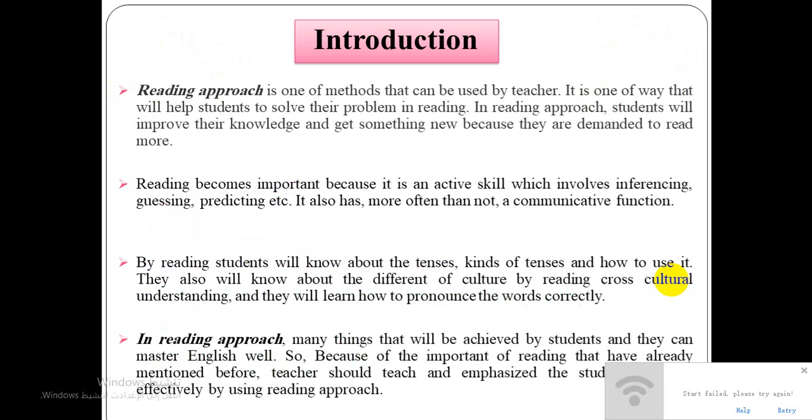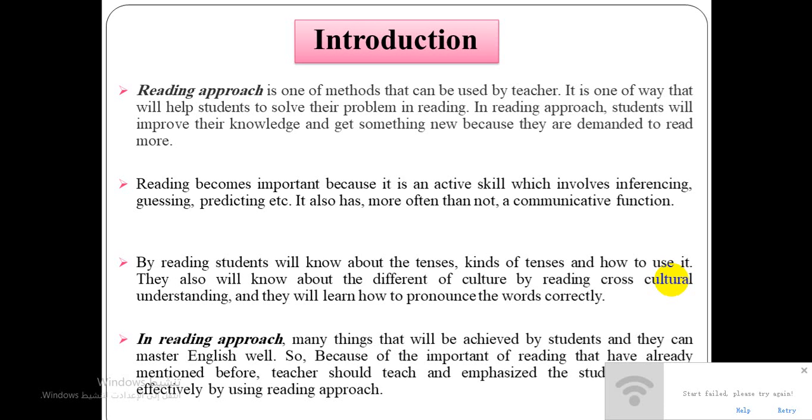The reading approach is one of the methods that can be used by teachers. It is one of the ways that will help students to solve their problems in reading. With a reading approach, students will improve their knowledge and get something new because they are demanded to read more. By reading, students will know about the kinds of tenses and how to use them. They also will know about the difference of culture by reading cross-cultural understanding, and they will learn how to pronounce the words correctly. In reading paragraphs, many things will be achieved by students and they can master English well.